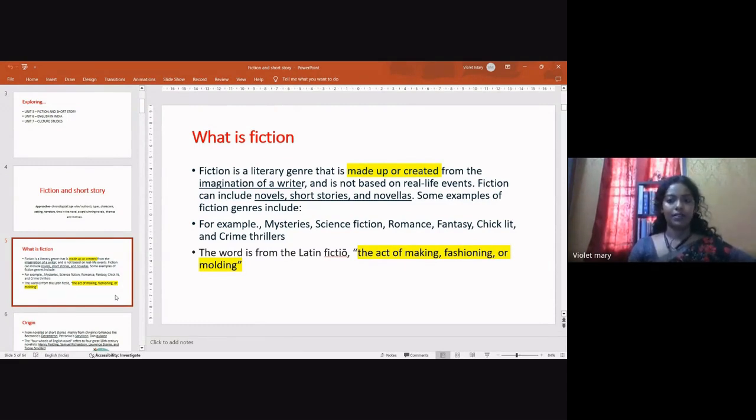Such novels will be called as what? Faction. Those kind of novels will be based on real life events, but not entirely. Generally, fiction is made up of imaginative work only. So the word fictitio itself is derived from the act of making, fashioning, or molding.